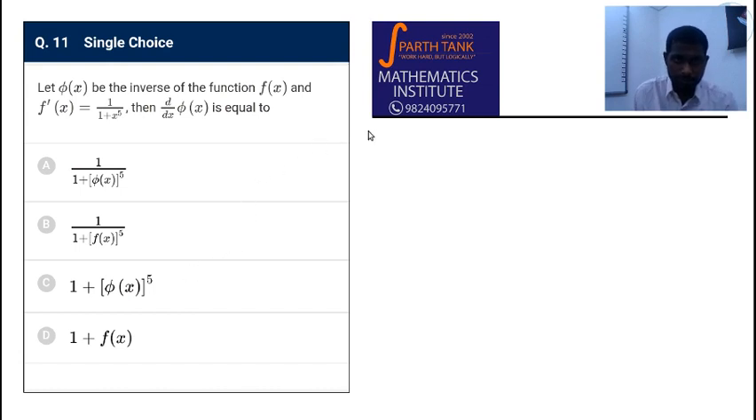Question number 11. Let phi of x be the inverse function of f of x. So what they have given is phi of x is the inverse function, right? So if you take f of phi of x, you would get x basically. And f dash of x is equal to 1 by 1 plus x to the power 5. Then the derivative of phi of x is equal to.